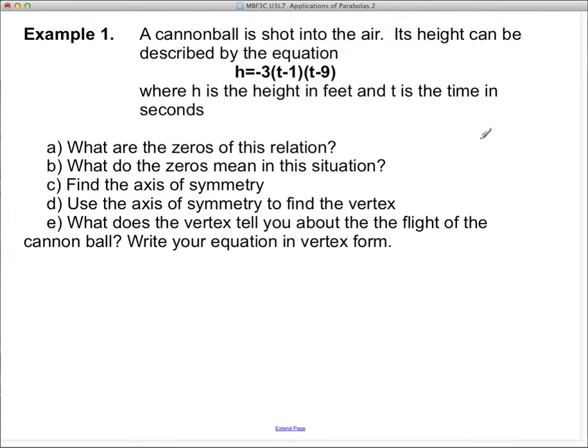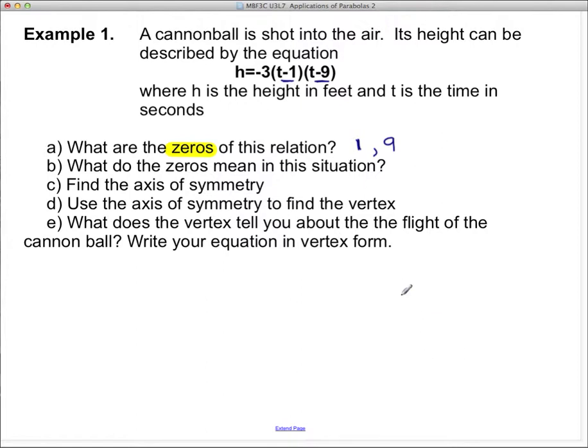A cannonball is shot into the air. Its height can be described by this equation, where h is the height in feet and t is the time in seconds. Now here it's asking us, what are the zeros of this relation? Well, it's in factored form, so the zeros are easy. The zeros come from making these two brackets 0. So it's going to be 1 and 9.